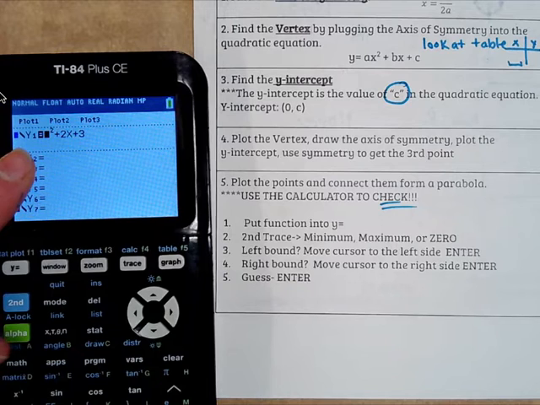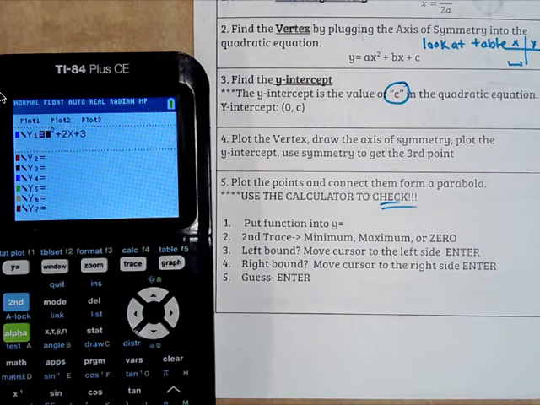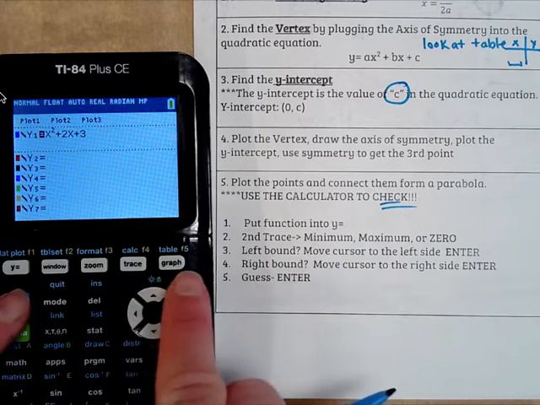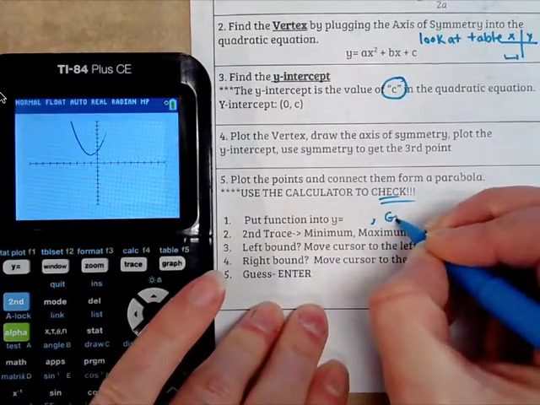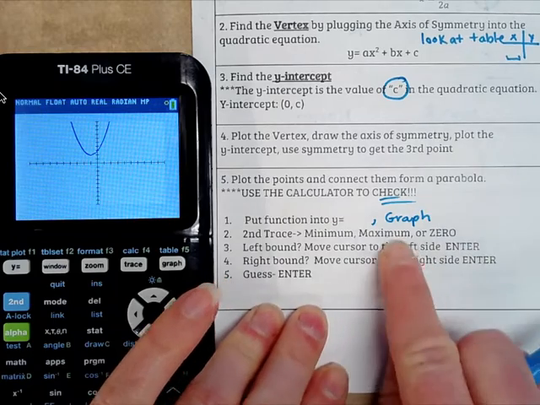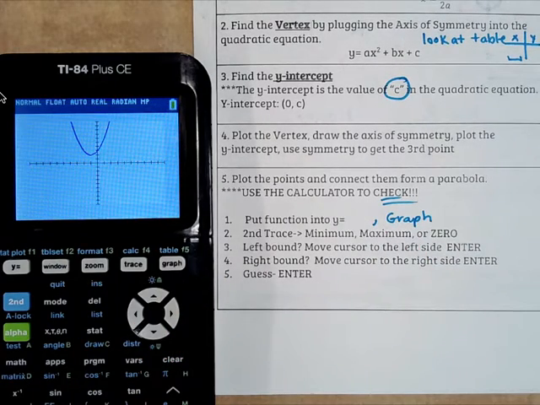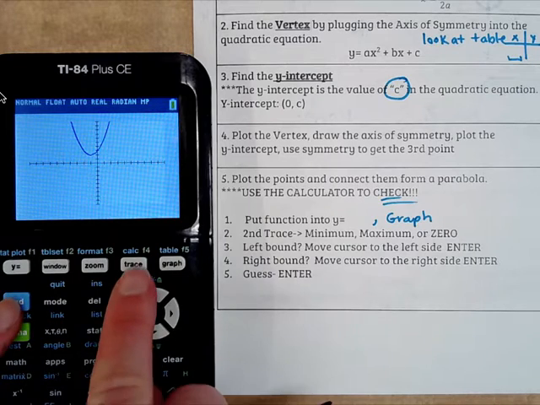Make sure that the correct equation's in. This was the first one. Put the function into y equals. Step 2, let's go ahead and graph first. So go ahead and add that in there. Number 2 says second trace. We can do min, max, or zero. So look at second trace.